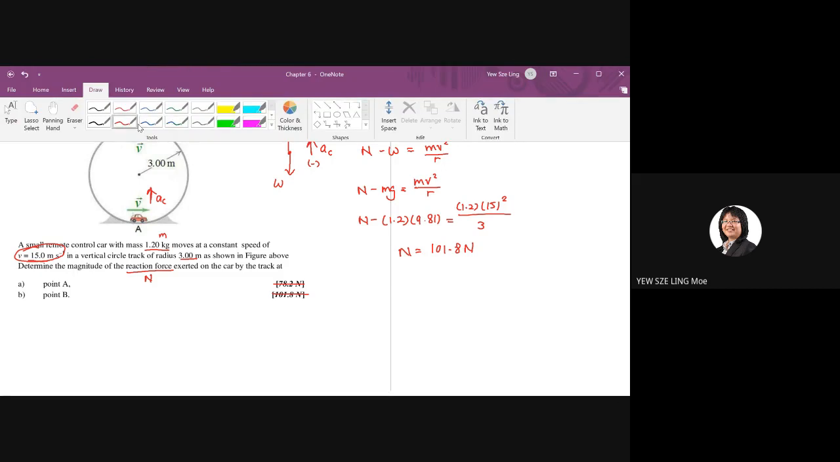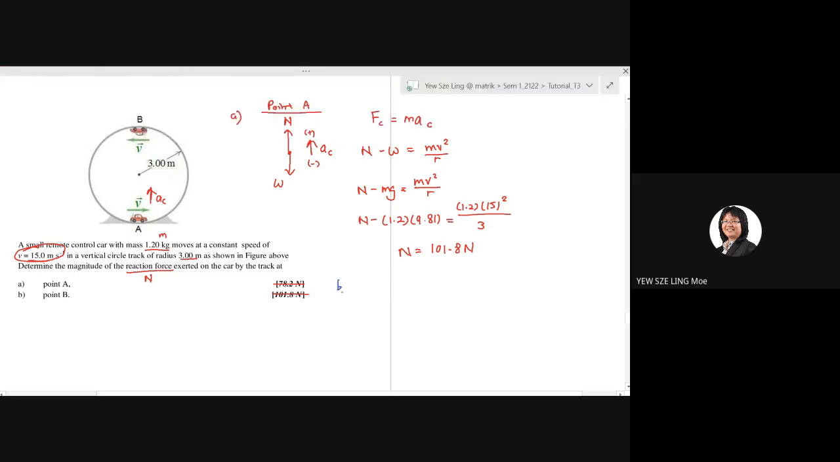Now let's look at what happens at position B. This is more interesting. At point B, okay, again, the remote control car is an object, therefore it comes with weight. But if you look at this diagram, now the track is located above the object. Okay, your object is below the track. Therefore, the direction of the normal force, if you remember the definition, is always perpendicular to the surface. Therefore, now you have an N that is perpendicular to the surface, which means it is pointing downwards because your object is located inside the track.